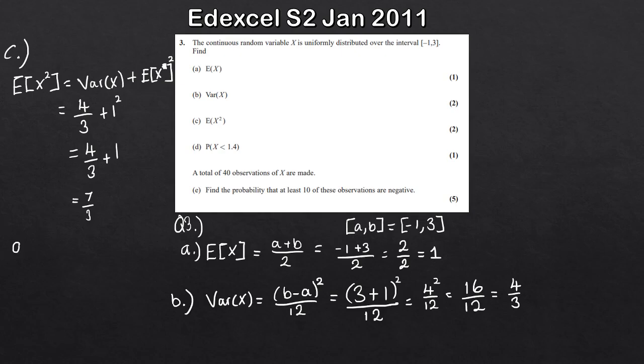Part D, we want to find the probability that x is less than 1.4. Probability that x is less than 1.4. So this is where I think a sketch comes in handy for a question like this. So let's just do a sketch of our distribution. This would be f of x for our PDF. This would be x. So the interval is -1, so let's just say that's there, to 3, we just say that's there.